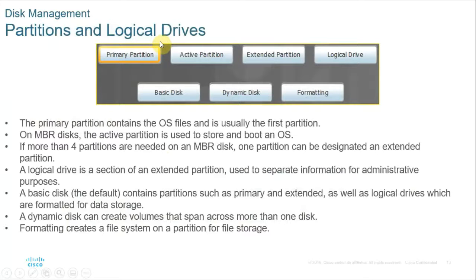Partitions and logical drives. We have different types of partitions: primary partitions, active partition, extended partition, basic disk, dynamic disk, formatting, and the logical drive. So what is the use of primary partitions? A primary partition contains the operating system files, like what you have in the C drive. Mostly all your operating systems will be there in your primary partitions. It is usually the first partition.